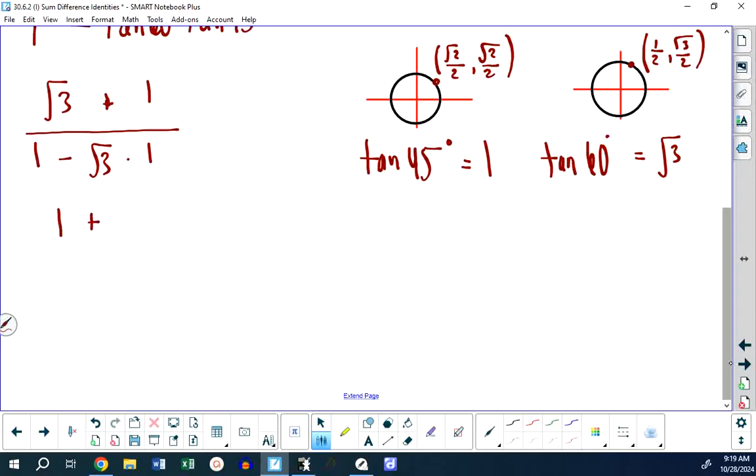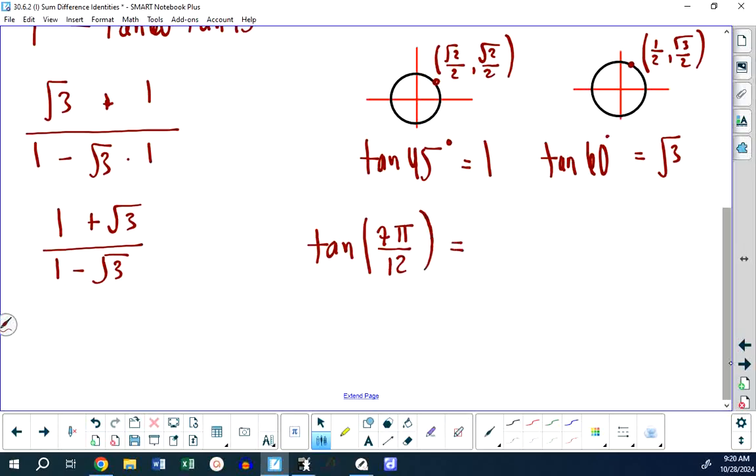I'm going to write it this way, 1 plus root 3 over 1 minus root 3, just because I like the symmetry of that rather than saying root 3 plus 1 on the top. I've just changed the order of those. Which means the question could have been framed this way.